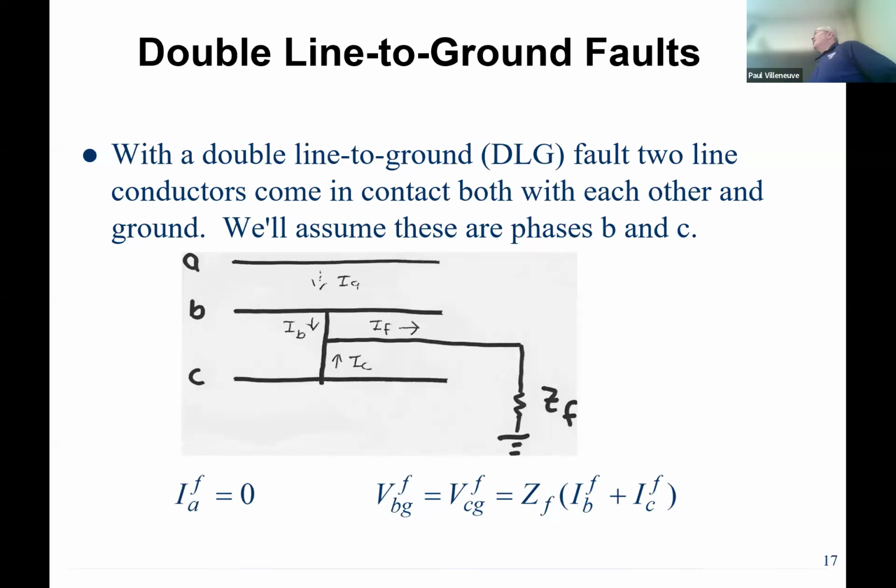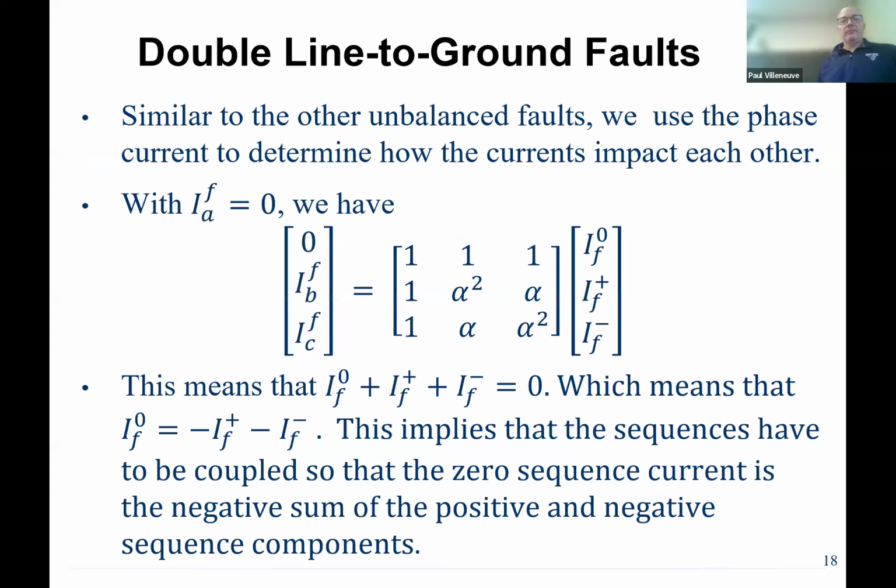So now IB and IC don't have to be the negative of each other. They don't even have to be the same. But the fault current is going to be the sum of those two currents. So let's go ahead and plug that in. So we have a 0 sequence current or phase current that's going to be 0.